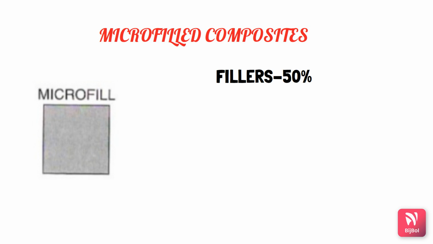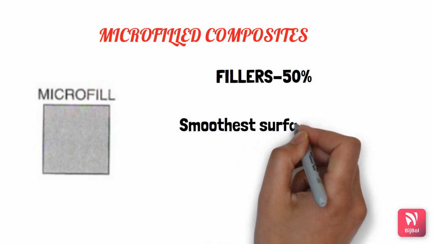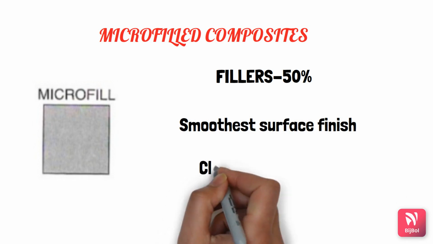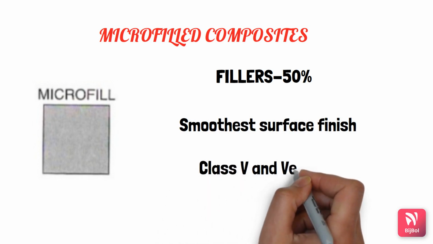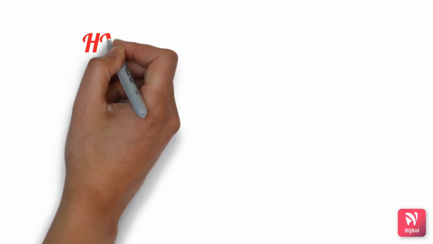The filler content here is about 50% by weight and 30 to 40% by volume. And they provide the smoothest surface finish among the composite resins. They are clinically used for anterior teeth where there is a need for superior aesthetics, in class 5 cavities and veneers. Now we'll see the hybrid composites.